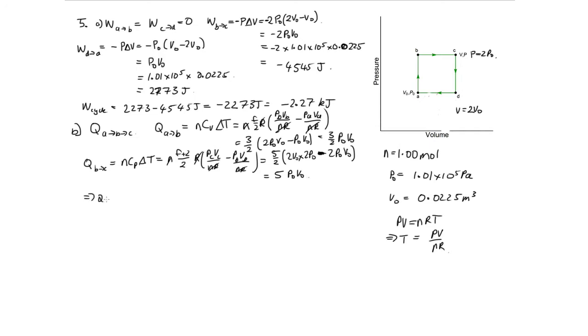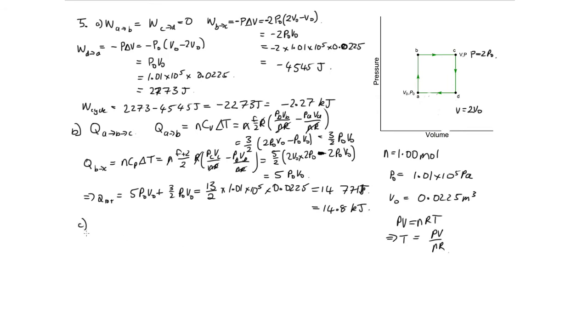Okay, so Q total is going to be 5 P naught V naught plus 3 over 2 P naught V naught. So we can write this as 13 over 2 times P naught V naught, which is times 1.01 times 10 to the 5 times V naught, which is 0.0225. And solving that, we end up with 14,771 joules, and so we can write this as 14.8 kilojoules.